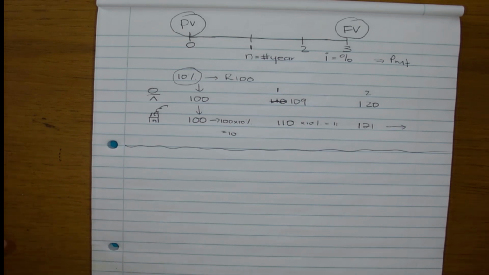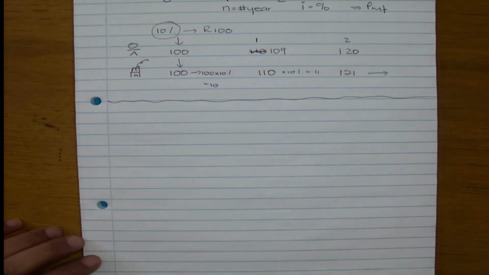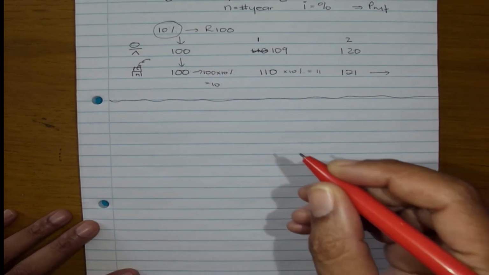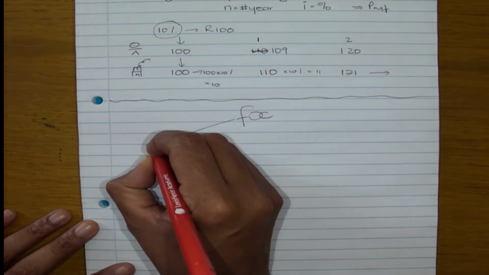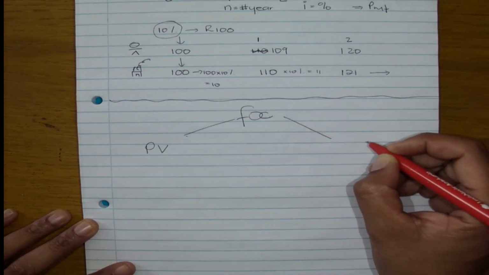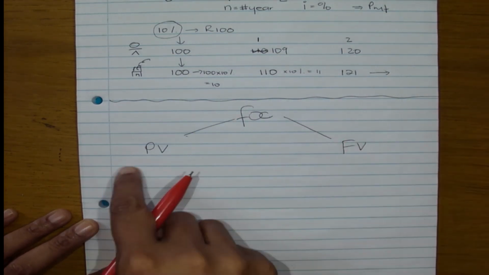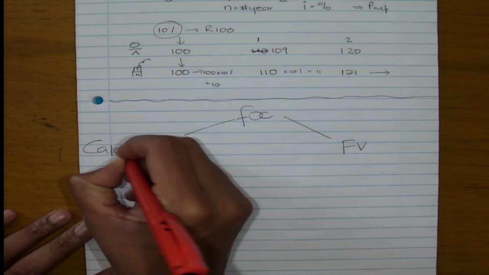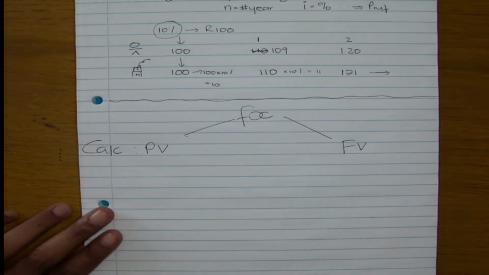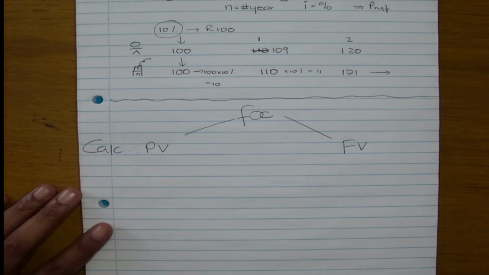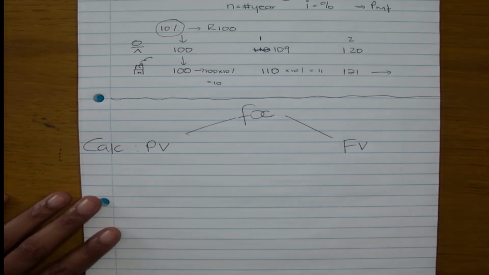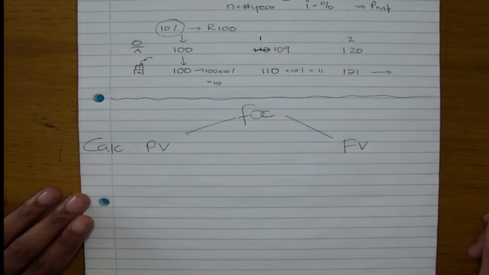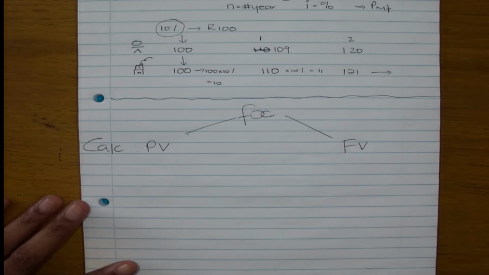So what is it that you need to know in calculating time value of money? You need to know the formulas. And the formulas are for present value. Now remember, if I say present value, this is what we want you to calculate. If we want you to calculate present value, we will not give you a present value. We will give you a future value. If we want you to calculate future value, we will not give you a future value. We will give you a present value.